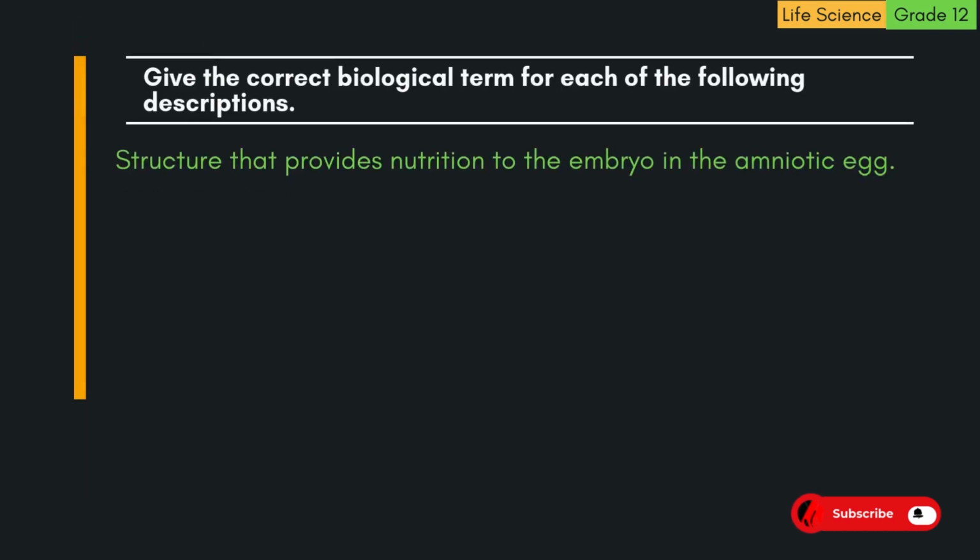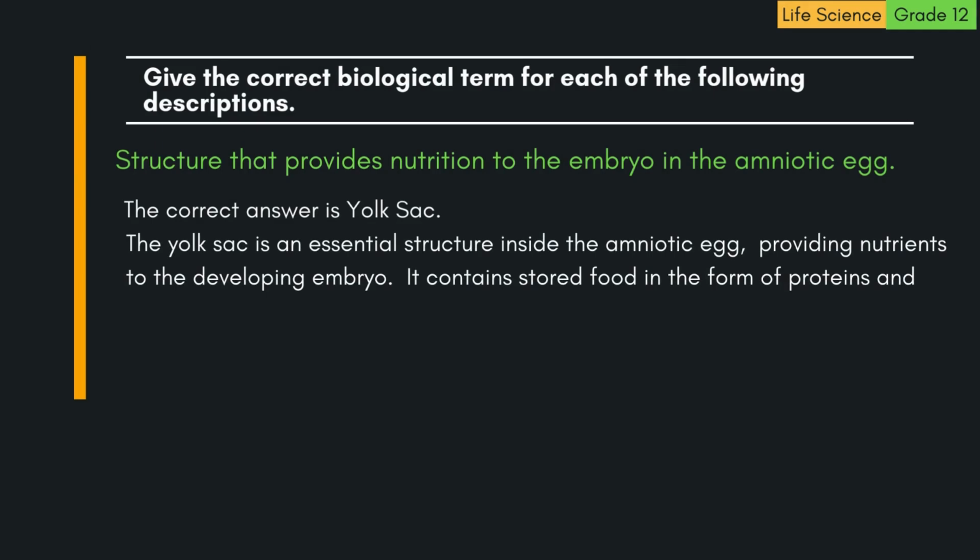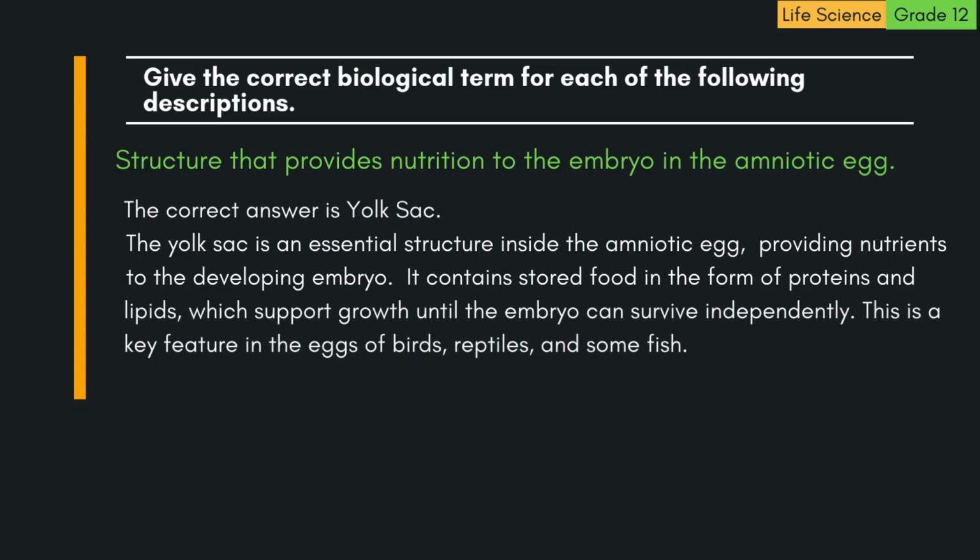Structure that provides nutrition to the embryo in the amniotic egg. The correct answer is yolk sac. The yolk sac is an essential structure inside the amniotic egg, providing nutrients to the developing embryo. It contains stored food in the form of proteins and lipids, which support growth until the embryo can survive independently. This is a key feature in the eggs of birds, reptiles, and some fish.